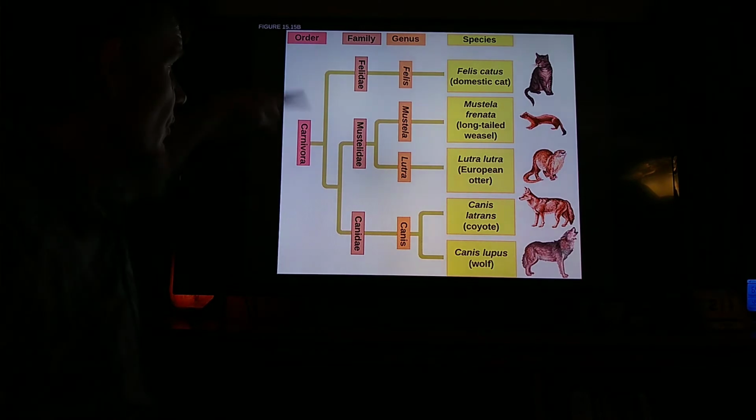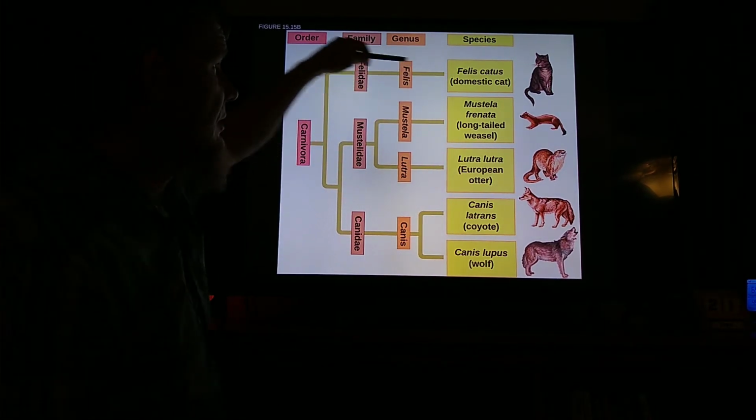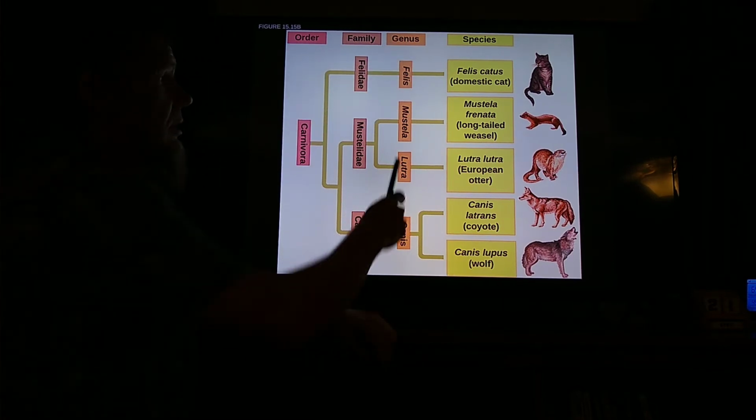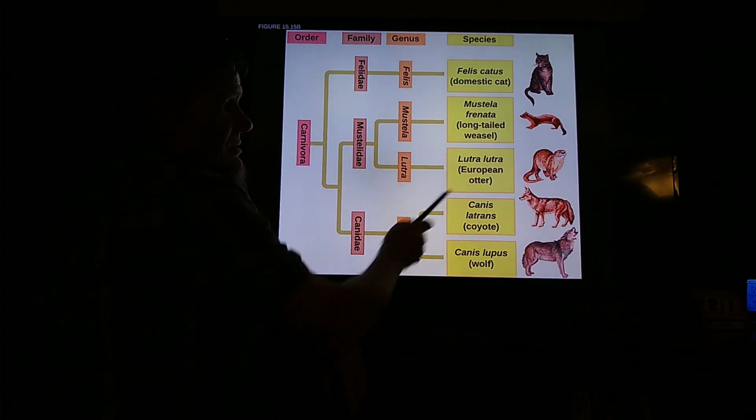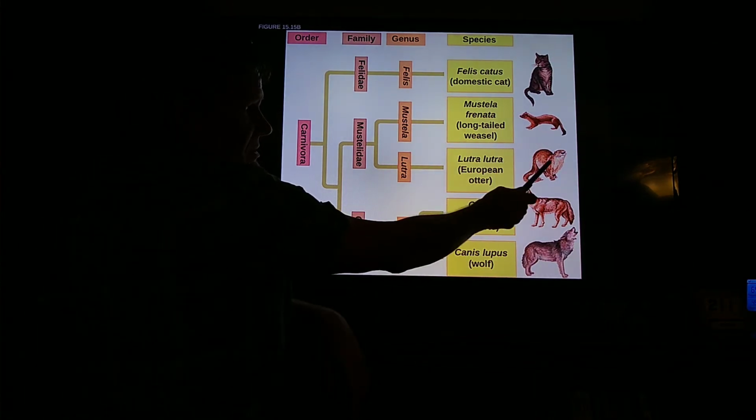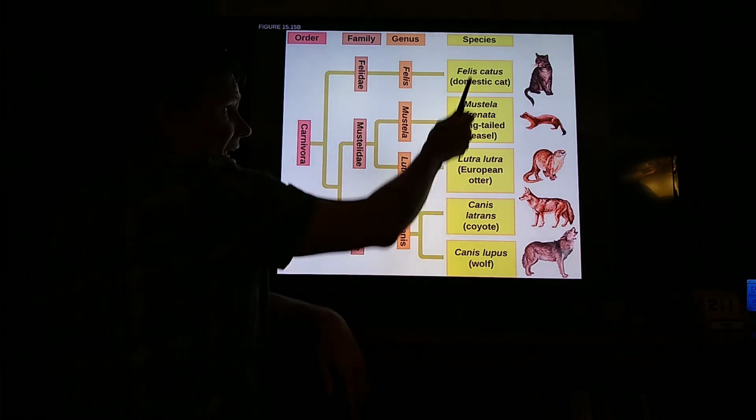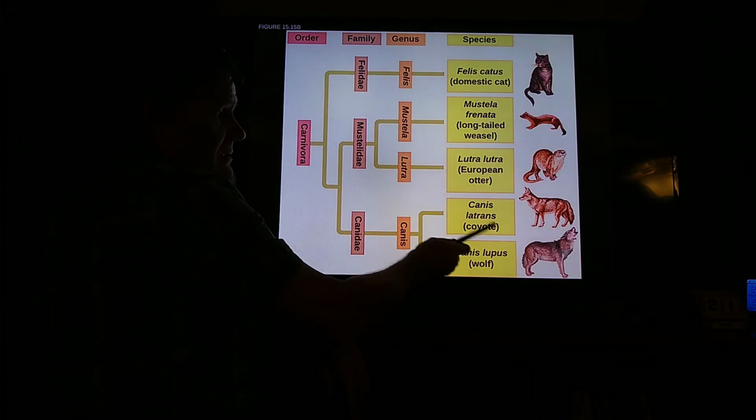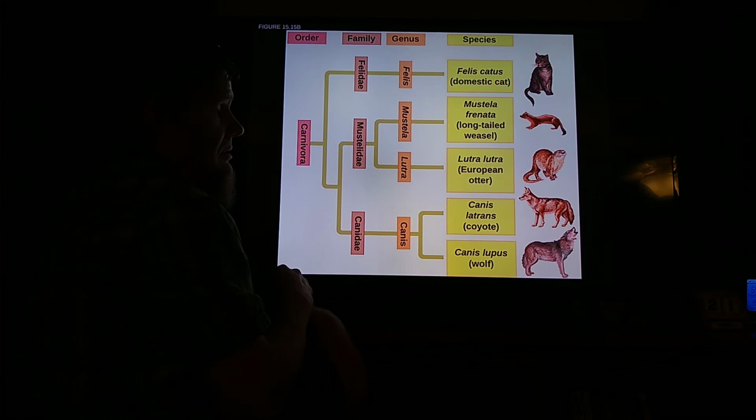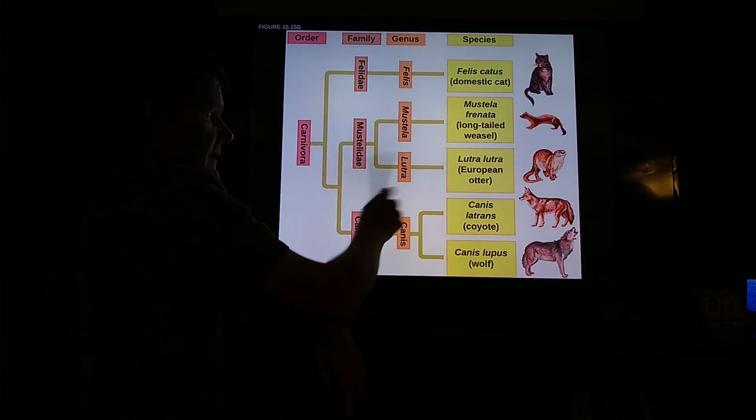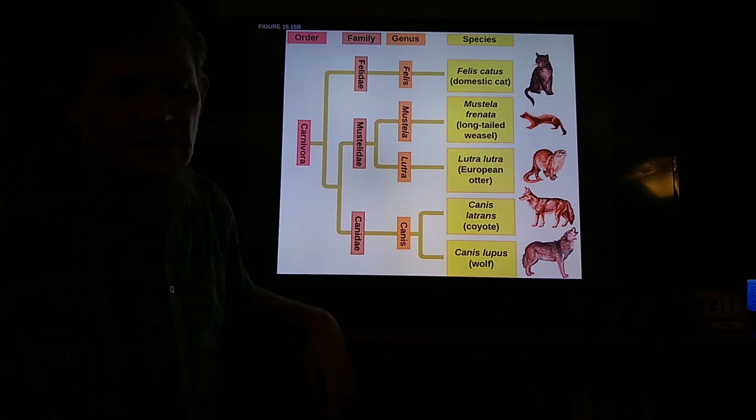This shows our order Carnivora, where our cats were found, and this shows who's related to whom. The closer the branches are, the more closely related they are to each other. You can understand how weasels and otters are going to be closely related to each other, and those two are more closely related to each other than they are to cats, and coyotes and wolves are more closely related to each other than they are to weasels. All right, this shows cladistics. This is showing the family tree of these species.